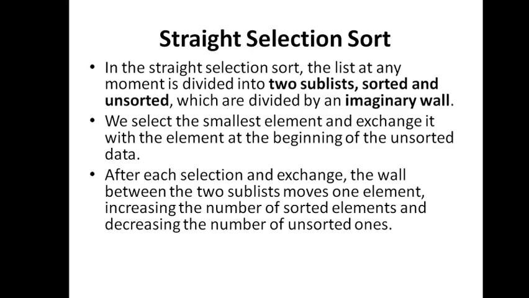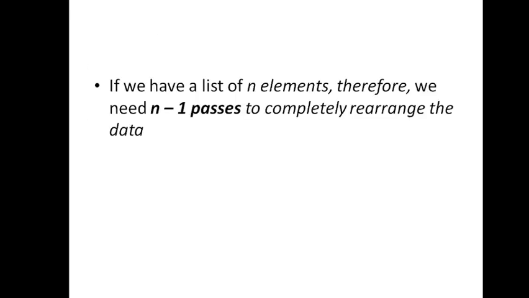The imaginary wall will keep moving towards the right, and the sizes of the sorted and unsorted lists will keep changing. At the end of the sorting, the unsorted list will be 0 and the sorted list will become equal to the size of the list. That is the end of the selection sort algorithm, and it takes n-1 passes to completely rearrange the data. The number of iterations will be n-1.